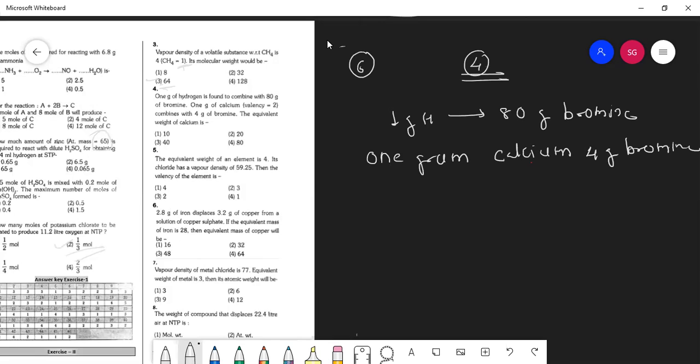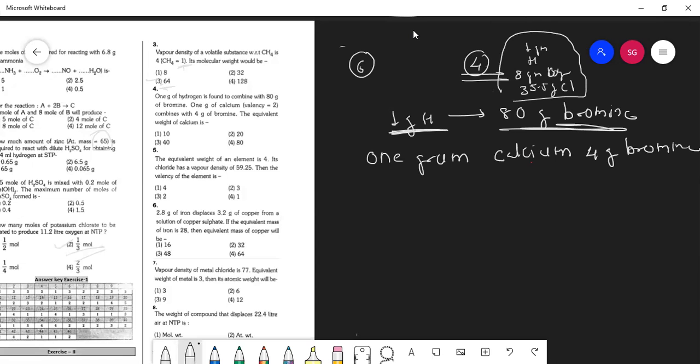Now, students, the equivalent concept I taught you. I told you it will combine with 1 gram of hydrogen or 8 gram of oxygen, or 35.5 gram of chlorine. Do you remember? So 1 gram of hydrogen combines with 80 gram, means this is the equivalent weight of bromine.